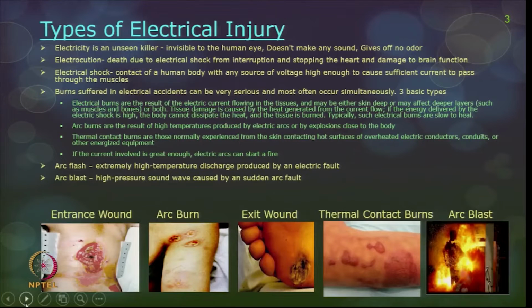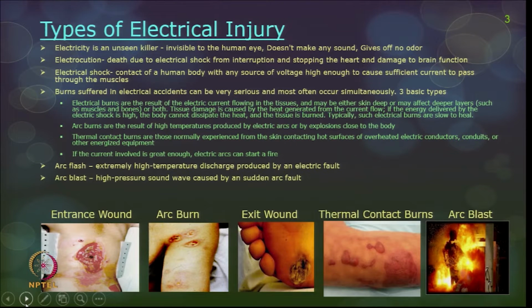Now, what are the different types of electrical injury? Electricity is an unseen killer. You cannot see electricity, it is invisible to the human eye. It does not make any sound, and it does not give any precaution that electrical energy is passing. You do not get any notice or signal at all, and it gives no smell, color or odor. It does not give any form of symptom or precaution.